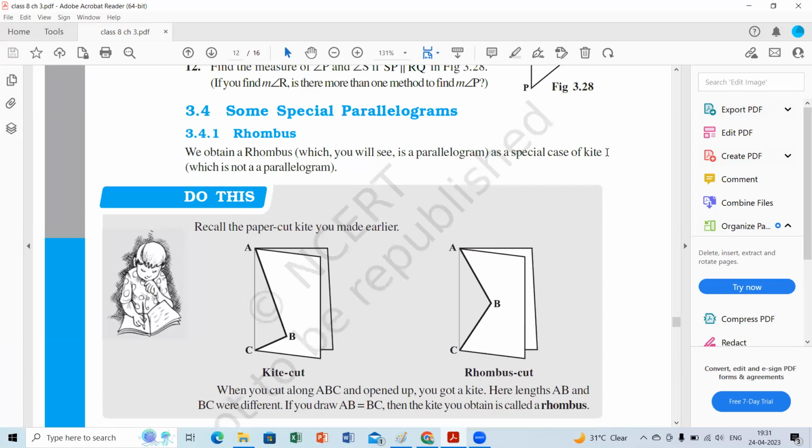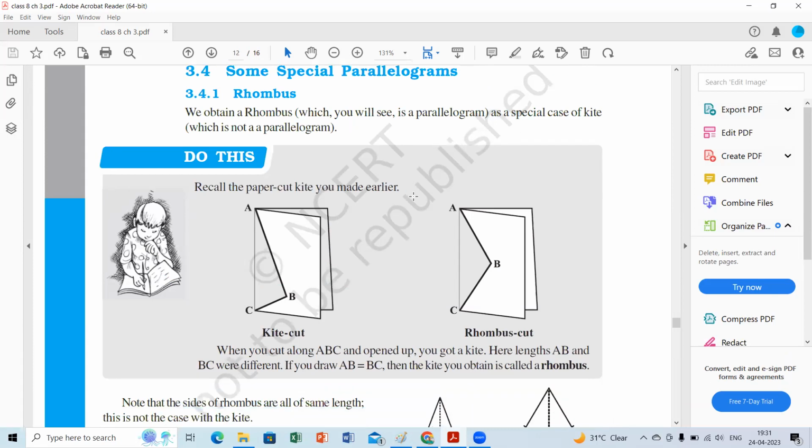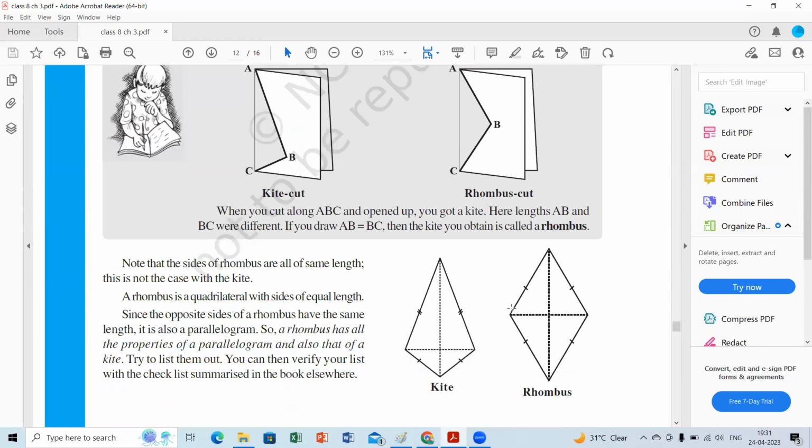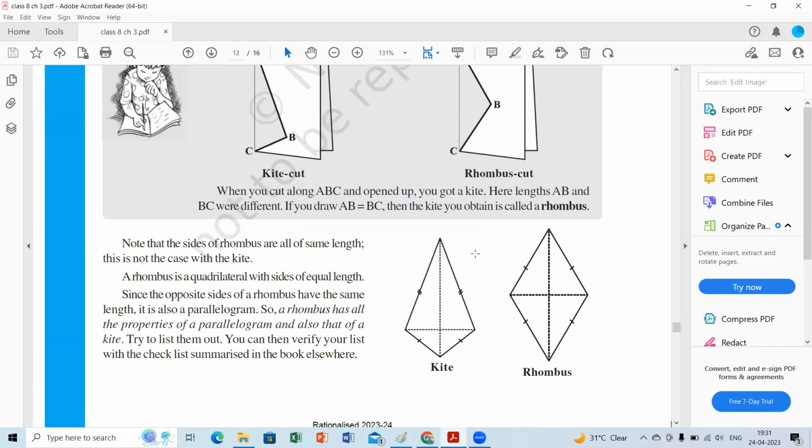Rhombus is a special parallelogram, children. Why is it special? Any one of you, please let me know. All sides are equal, like a rhombus, all sides are equal, children. You see the difference between kite and rhombus very clearly mentioned here. In a kite we already know adjacent pairs are equal. Here all sides are equal. In a kite one of the diagonals makes congruent parts, but here two diagonals make the congruent parts.